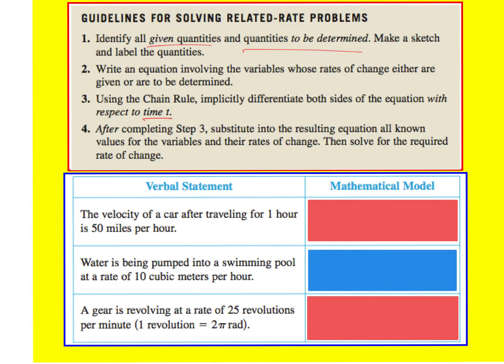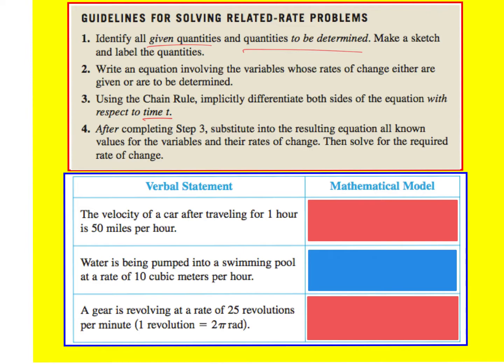All right. And number 4. After completing step 3, substitute into the resulting equation all known values for the variables and their rates of change. Then solve for the required rate of change. All right. We're going to substitute things in once we know everything. Okay. Except for the one thing that we're solving for. All right. Here we go.